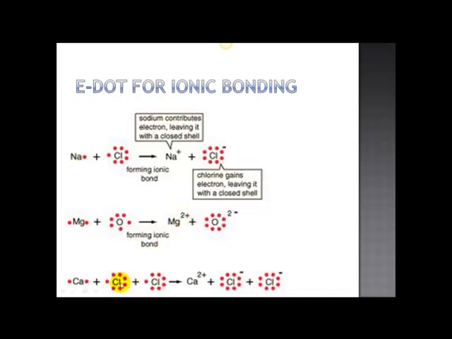This is why you need 2 Cls down here, because calcium needs to lose 2. Cl can only take 1, but this Cl can take 1. So you get CaCl2, calcium chloride.